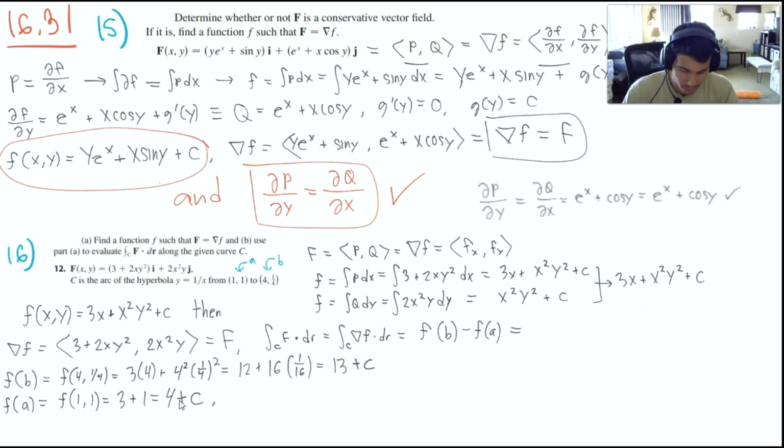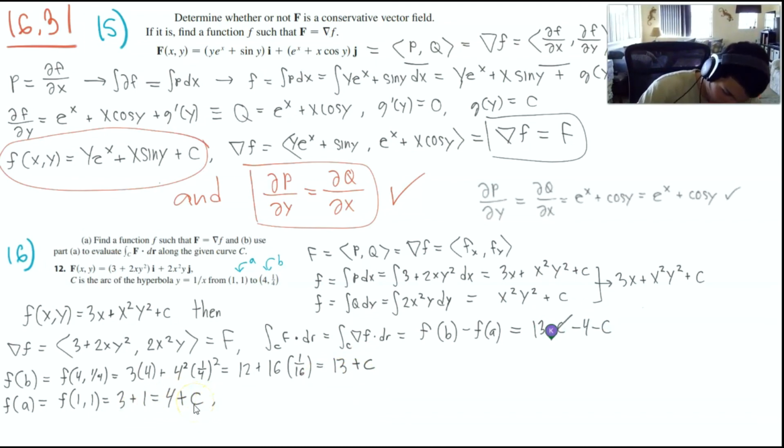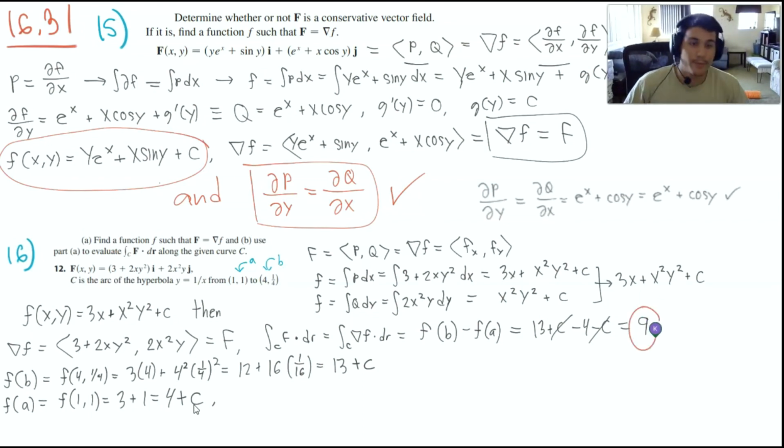Okay, so all of this work for just, look at this. This is calculus by subtraction. 13 plus c minus all of this. So minus 4 minus c. C's go away. And 13 minus 4. Oh, that's 9. Right? There we go. That is our final answer. All of that just for this.